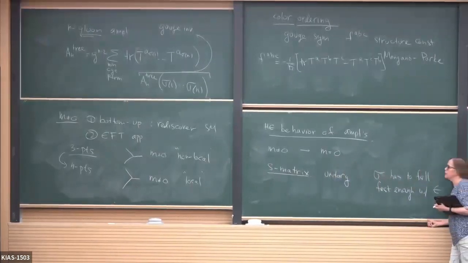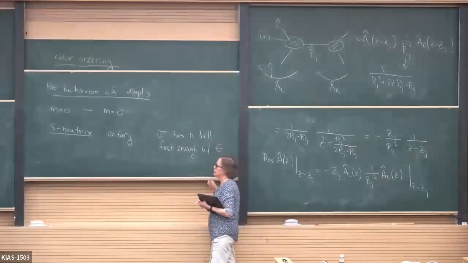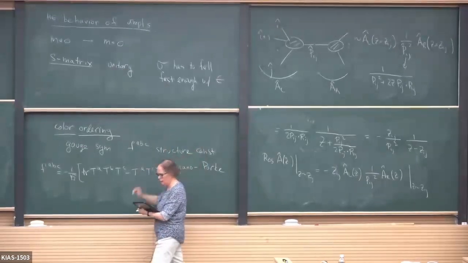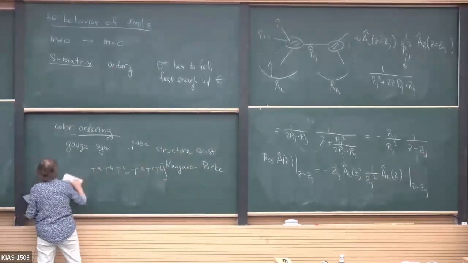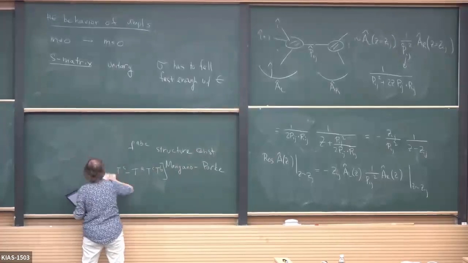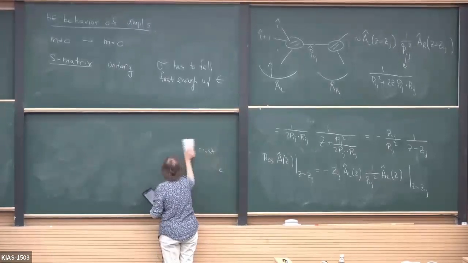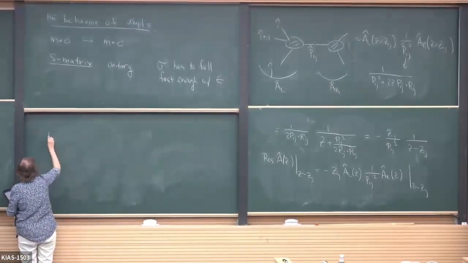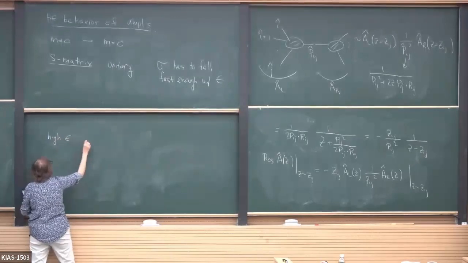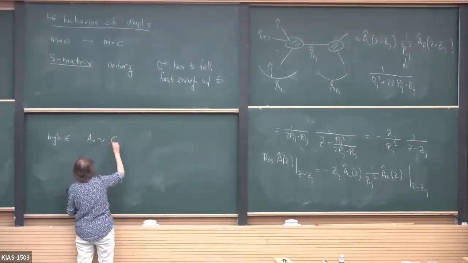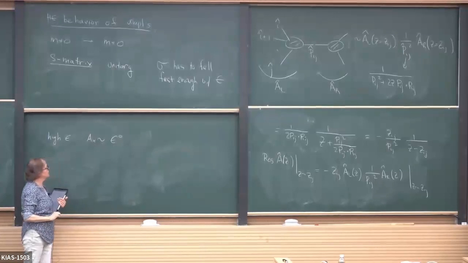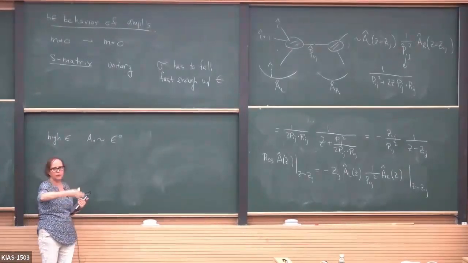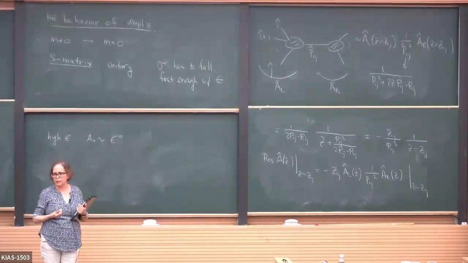So if we're interested in tree amplitudes, and specifically 4-point tree amplitudes, the thing that we know, and this is the thing that's going to be very useful to consider, is the fact that for high energies, our amplitude should only scale as E to the 0. It should only scale as E to the 0 because the cross section should fall something like 1 over E squared.